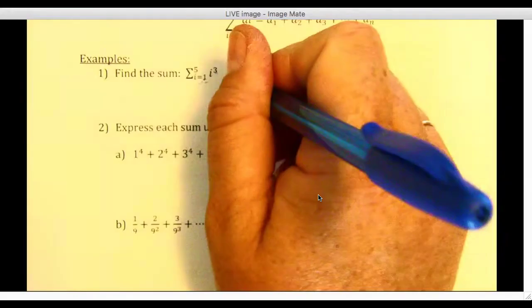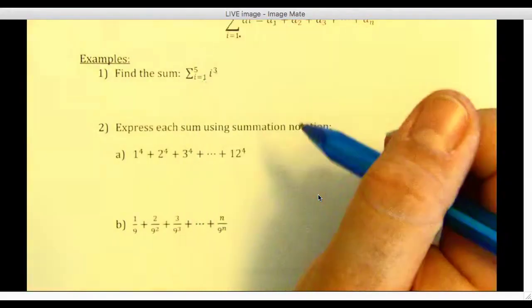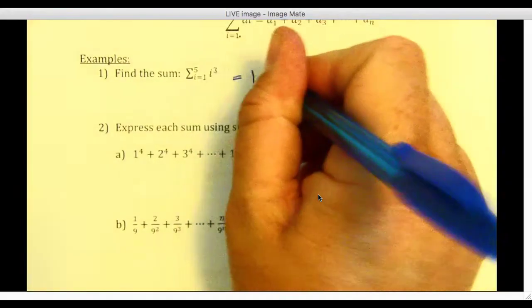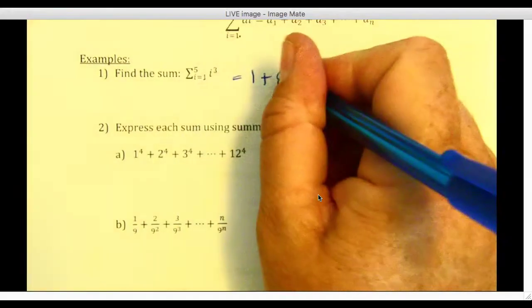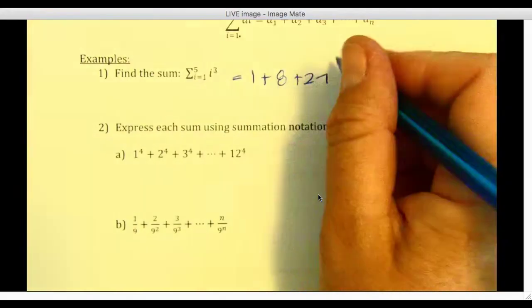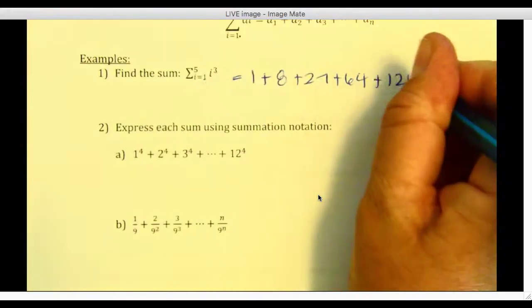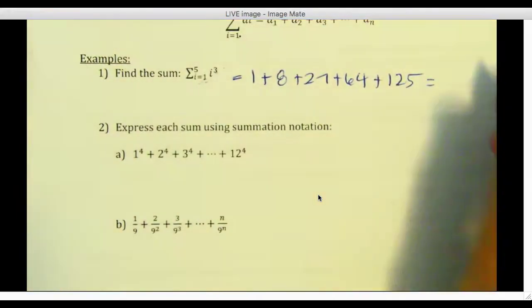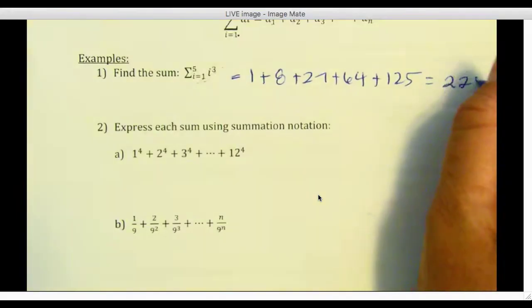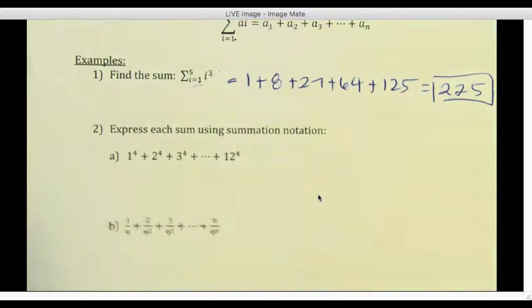So we have the summation from 1 to 5, and plugging in 1, 1 cubed is 1. Plugging in 2, 2 cubed is 8. Plugging in 3, 3 cubed is 27. Plugging in 4, 4 cubed is 64. Plugging in 5, 5 cubed is 125. And all of those added up gives us 225. And so that's how we would do these types of problems.